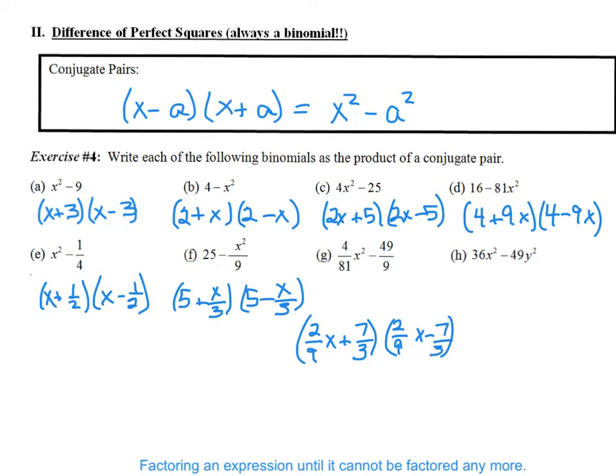Finishing it off with H, again I've got two perfect squares, so 36x squared is going to be a 6x times a 6x. 49y squared is going to be 7y times 7y. One will be plus, the other minus.